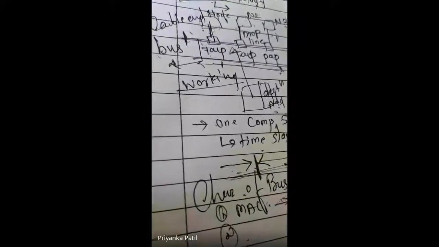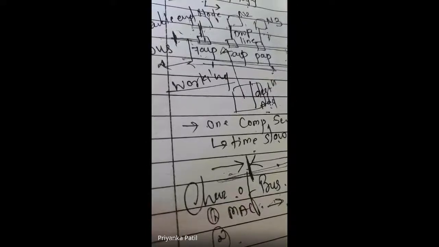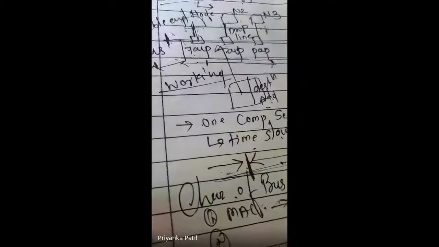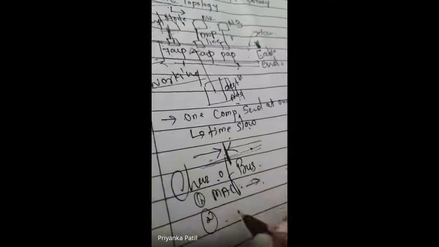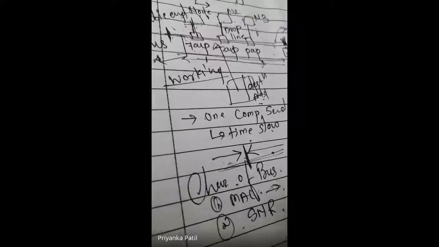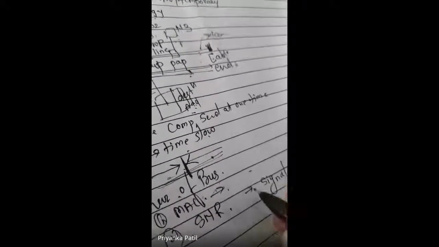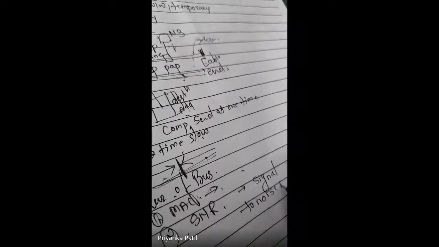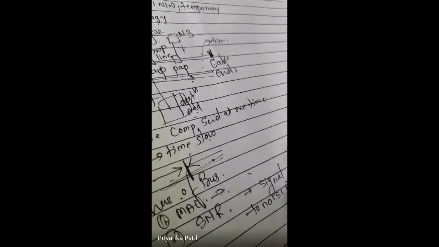Next one, an adequate signal to noise ratio should be maintained for better quality reception. Means we have to consider the particular SNR, the signal to noise ratio, to maintain the better quality of the particular content or the data.